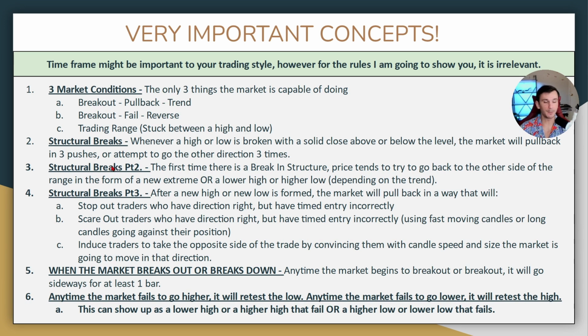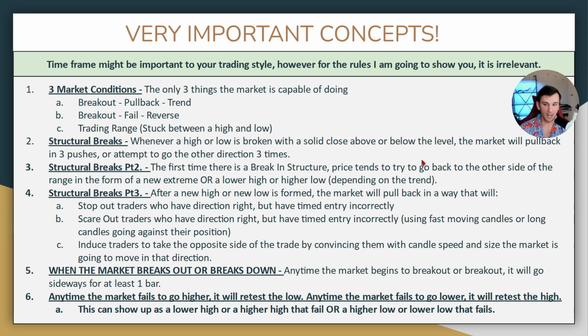Another concept of structural breaks. The first time there's a structural break, price tends to try. This is a big one. I need to jump out of my chair and scream this in all caps, because anytime a high is broken, let's say we're in an uptrend making higher highs and higher lows, and then they make a lower low, the market price is going to do everything in its power to go back to the high. It's going to see, does the market still have juice? Is it capable of going higher? It's going to retest the high in either a higher high, or it might even make a lower high, which would obviously show that there's not enough juice to get back up there.